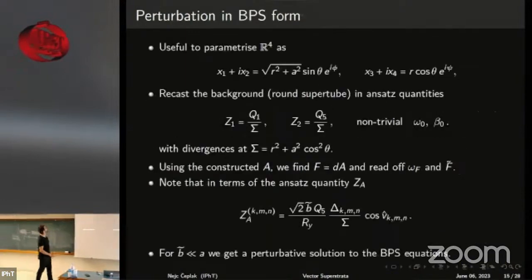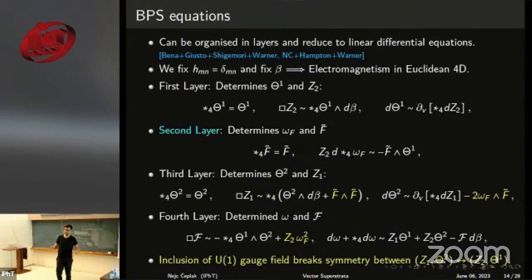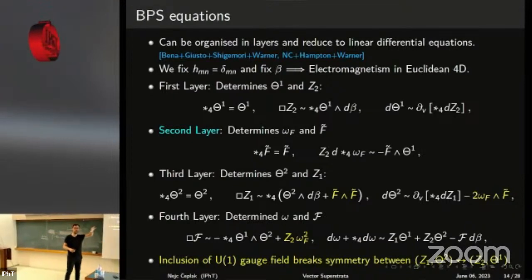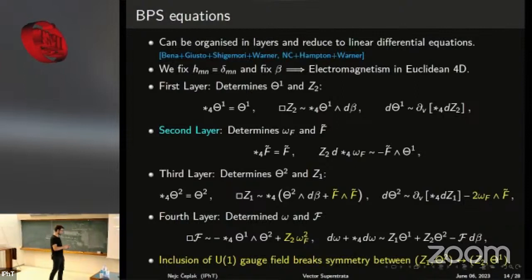Okay. Now the BPS equations are very difficult. I'm not going to show them in full detail. The only important thing is that they separate themselves into several layers. What happens is that you first solve for the metric, but those equations are very difficult, and it turns out that in most of the solutions, you can fix it to be just a flat metric. And then the next layers correspond to the gauge fields.